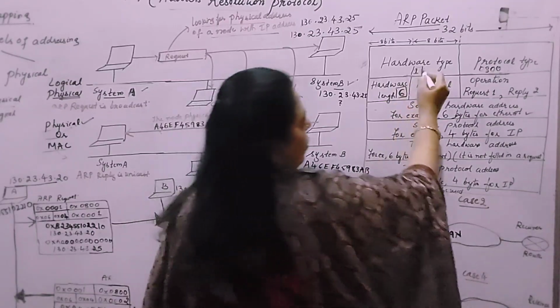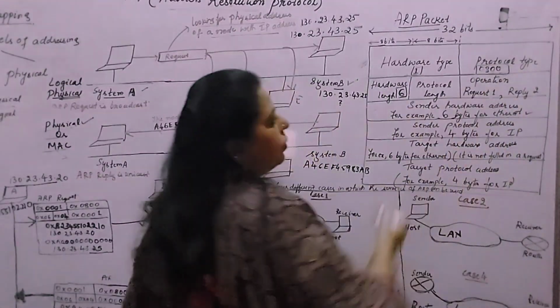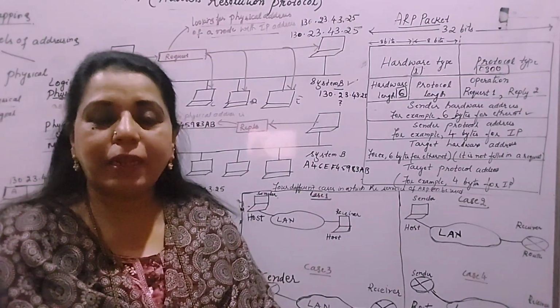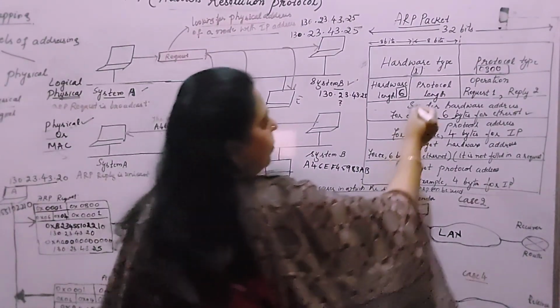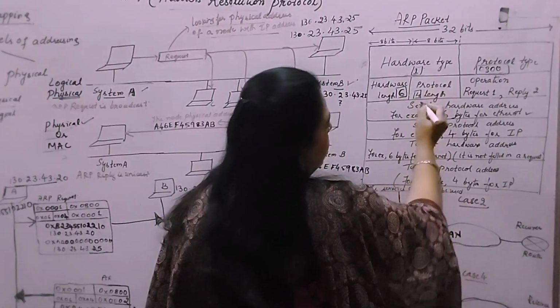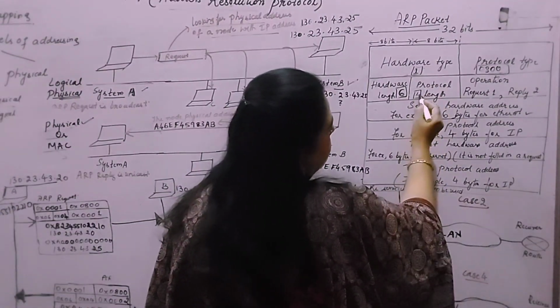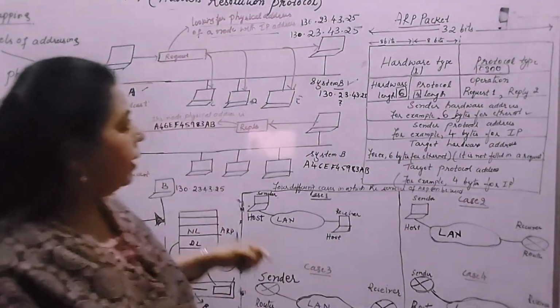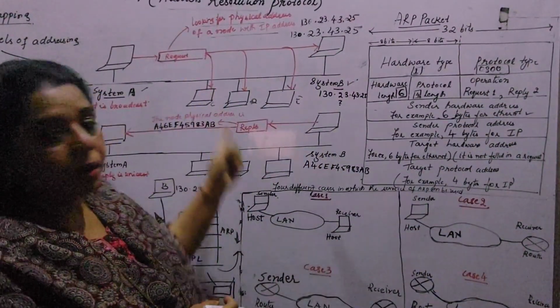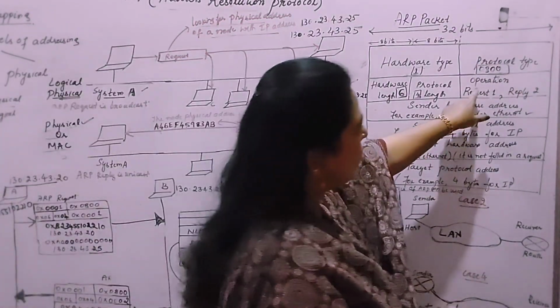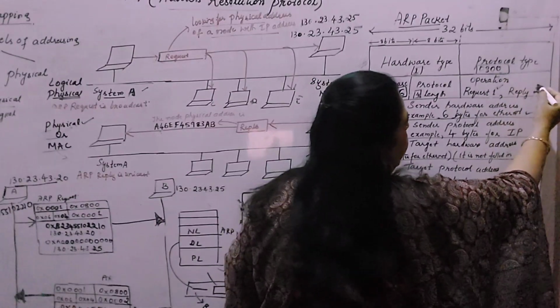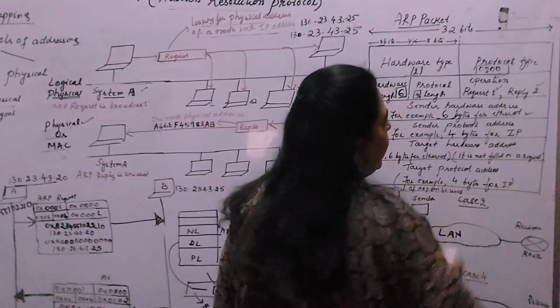I am writing just in boxes the values. Then protocol length, you are using the logical address IPv4, which is represented by 32 bits. So we require only 4 bytes to represent the logical address. So the value will be 4. Then what is the type of the operation? As I said, ARP has a request and reply, both. So if the packet is a request, then the value is 1. If the ARP packet is a reply packet, then the value is 2.